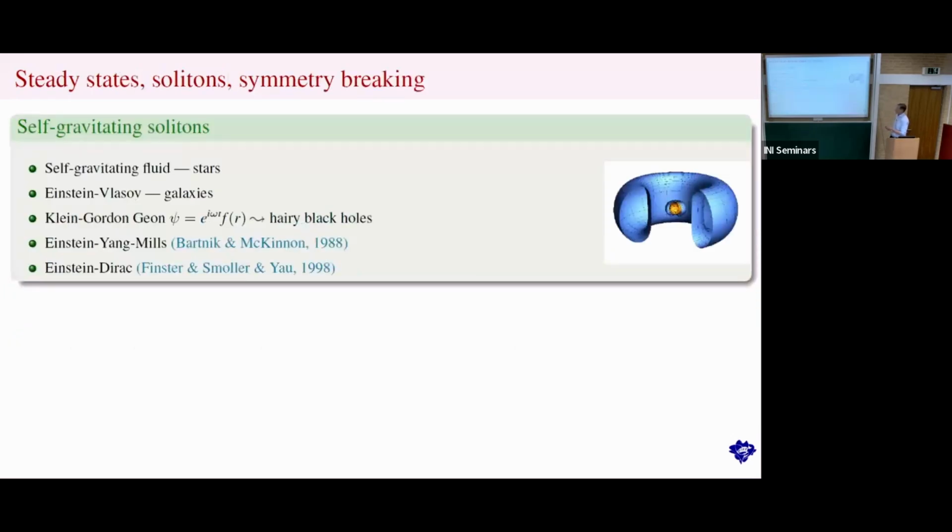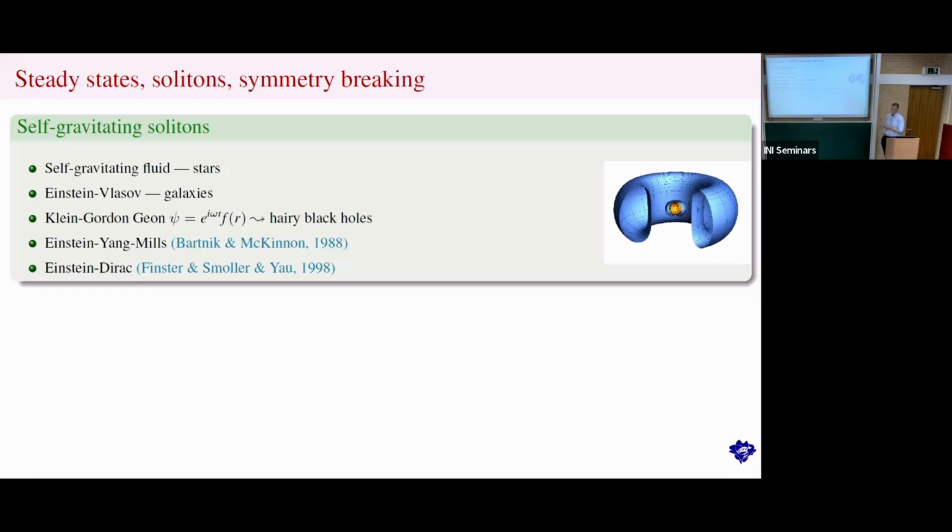Yeah, so this slide is just to put this in a kind of perspective. So Minkowski space is a kind of trivial steady state which has maximal symmetry. But there are interesting steady states where the symmetry is broken. And typically this happens whenever you have Einstein coupled to other matter fields. So for example, fluid, those are stars. Einstein-Vlasov, for example, galaxies.